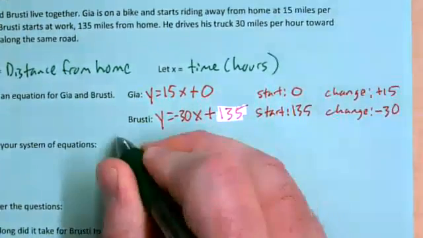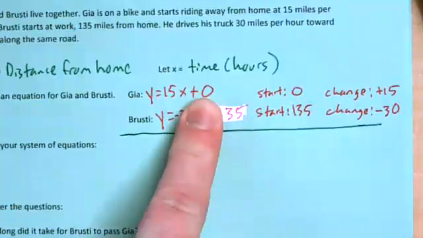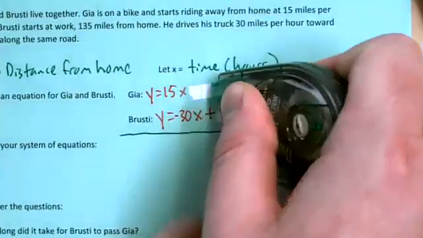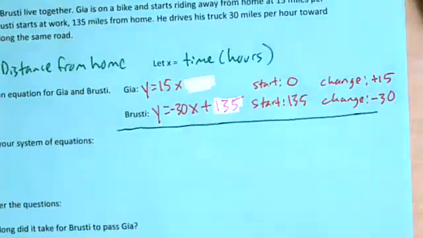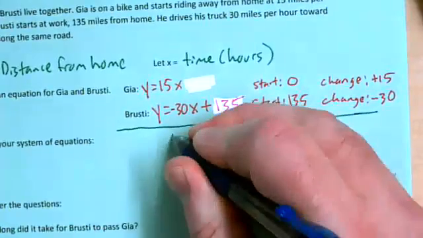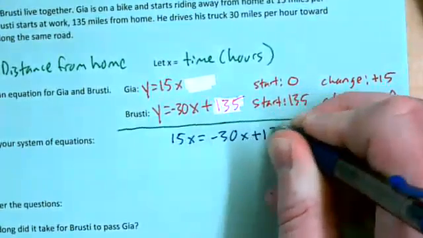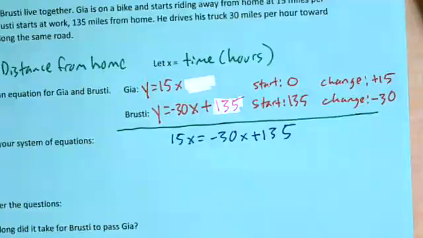So let's do what we just did a second ago. Can we agree we don't really need this plus 0 here? I'm going to go ahead and get rid of that plus 0. Just call it 15x. Okay, so let's combine these two equations together. 15x equals negative 30x plus 135. So that's our first step, is we just combine the two equations together with an equals in between.